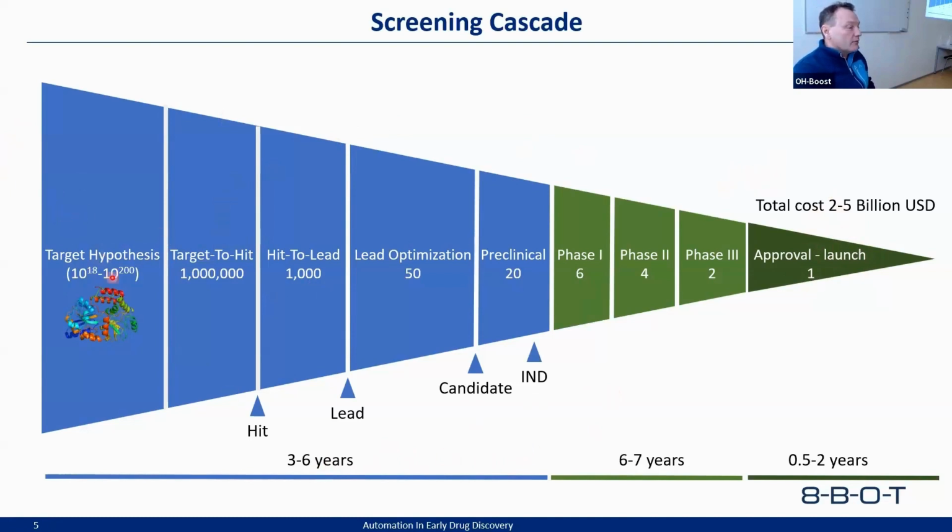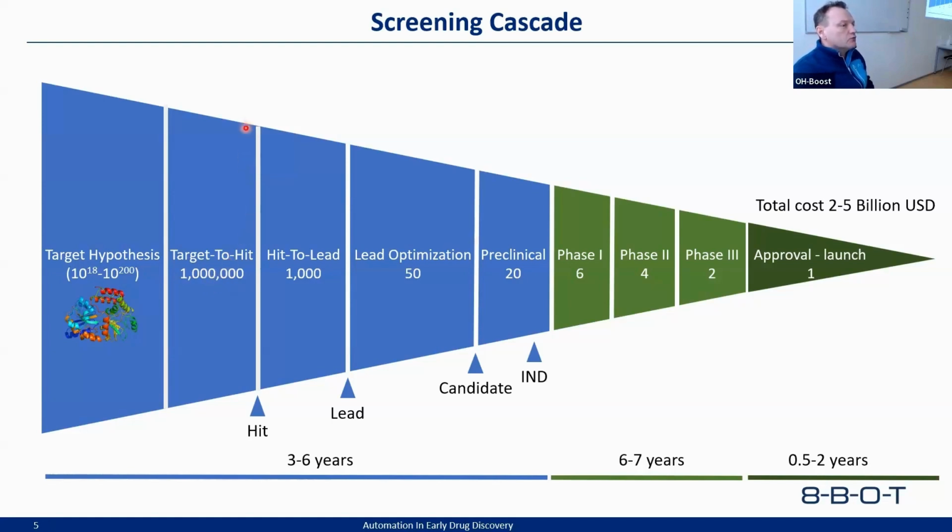You start with a hypothesis. You start to think about what could be the source of the problem. And then you start with a screening cascade. You have a library of compounds of different chemical entities. You buy them, you produce them by yourself. It's about, let's say, from 20,000 to 4 million. I think Roche has the biggest one at the moment, about 4 million.